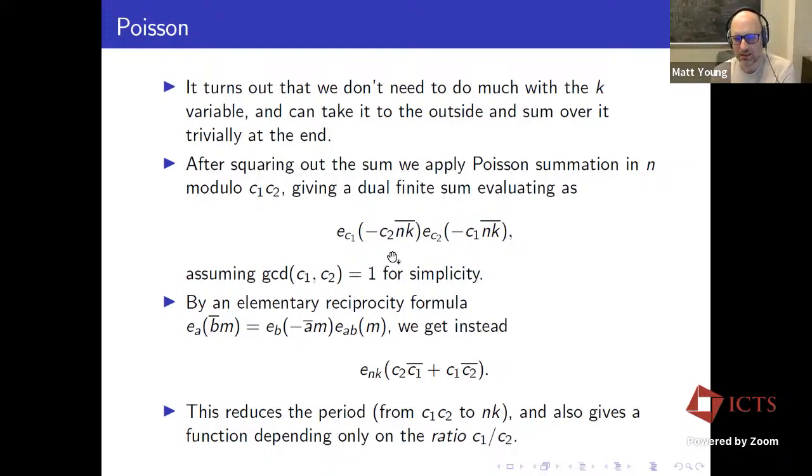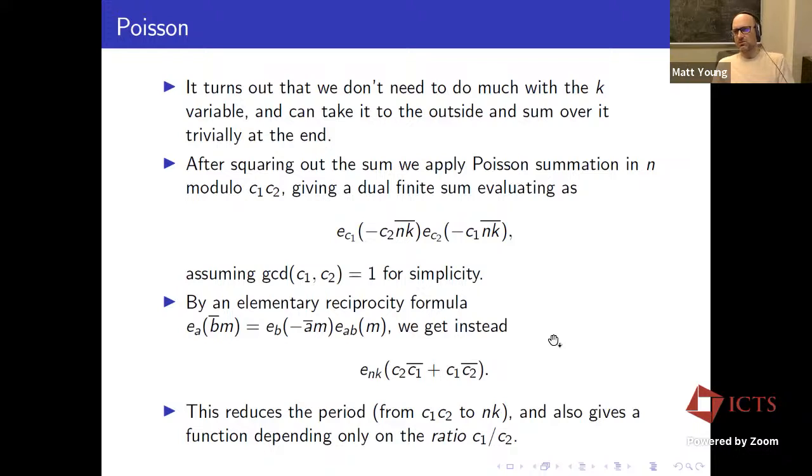So if you do that, it's a good thing because n times k becomes your modulus, and you'll get something like a C2 C1 bar and then a C1 C2 bar. So this has two positive effects. It reduces the period from C1 C2 to n times k, and also you get a function that only depends on this ratio of C1 over C2. So both C2 over C1 and C1 over C2 only depend on the ratio. So the argument of this additive character only depends on the ratio.